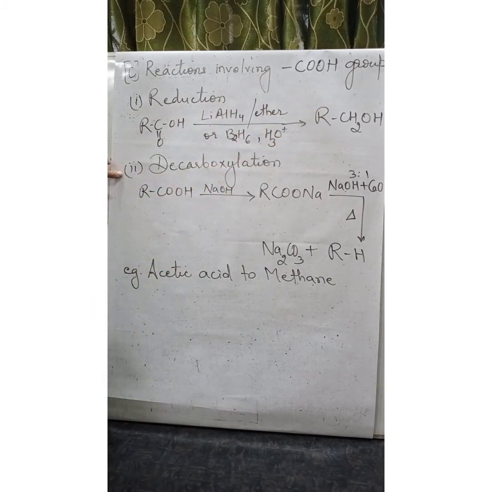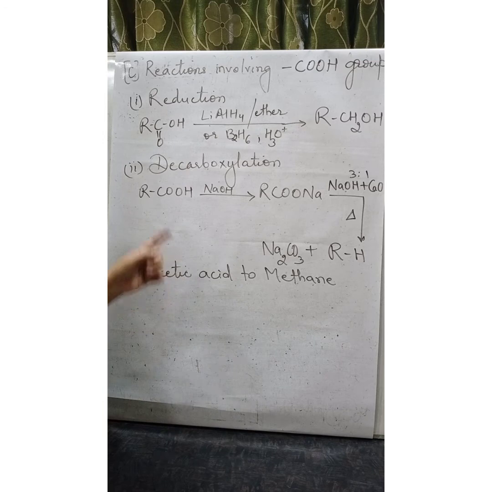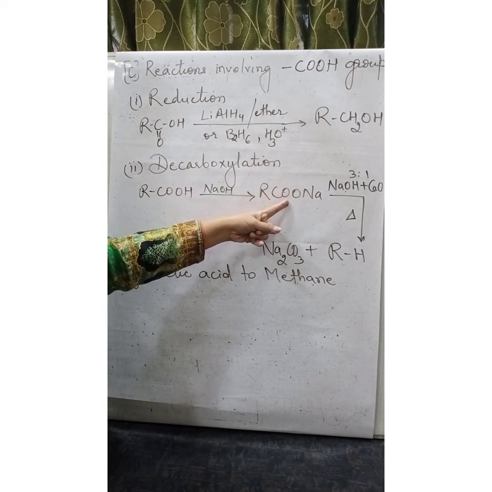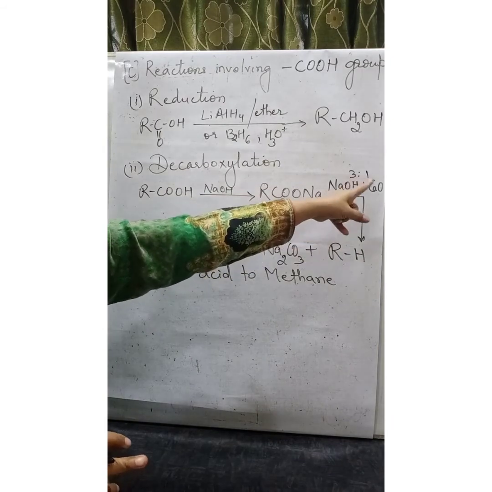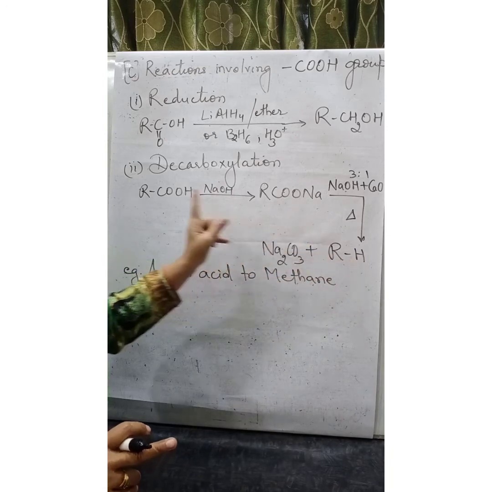The next one is decarboxylation reaction. Carboxylic acid loses carbon dioxide to form hydrocarbons when their sodium salts are heated with soda lime. Soda lime is basically 3:1 mixture of NaOH and CaO. This reaction is also known as decarboxylation reaction. In this reaction, first of all, carboxylic acid is treated with NaOH to form its sodium salt. This sodium salt of carboxylic acid on heating with soda lime forms hydrocarbon having one carbon atom less than the reactant.